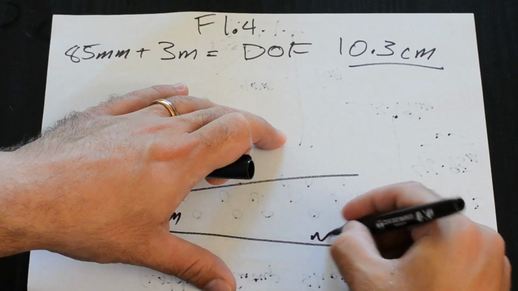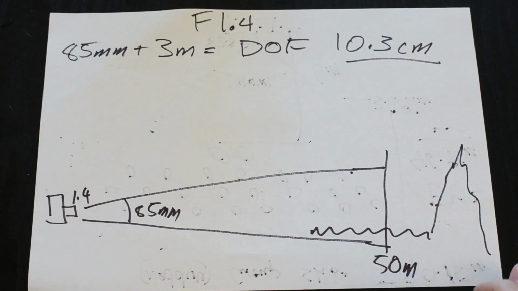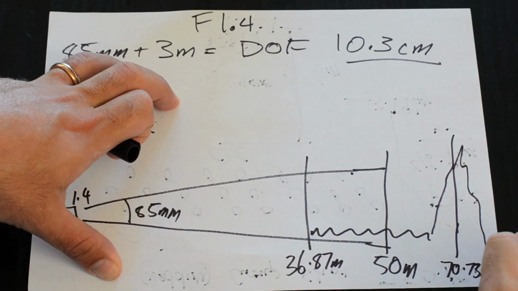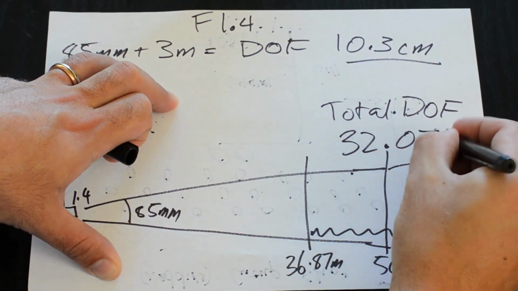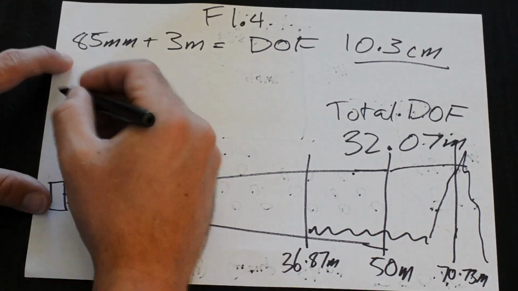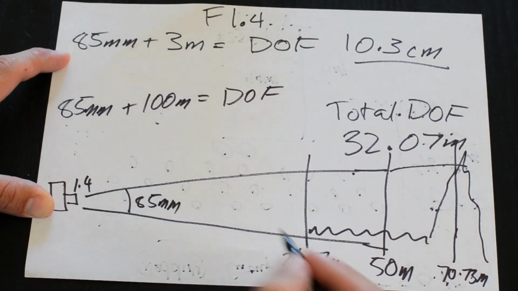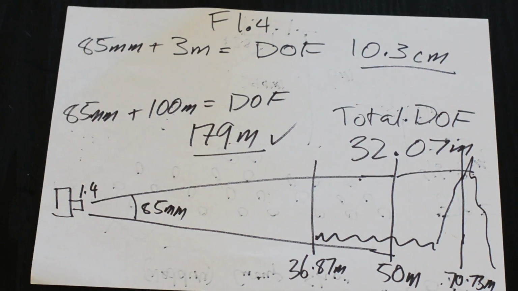But if you were shooting a landscape of something ages away, say a river with a mountain behind it, that's my river, that's my mountain, and we focus partway into the river at 50 meters, then that's actually going to give us at 1.4 all the way from 36 meters 87 through to 70 meters 70 in focus, so 32 meters in focus at f1.4. So for some landscape shots or shooting buildings late at night when you don't have a lot of light and you want to get everything sharp, that's just fine. Another example, if it was 85mm at 100 meters at f1.4, that gives you 179 meters in sharp focus. Just great. As promised, awesome drawings, huh?